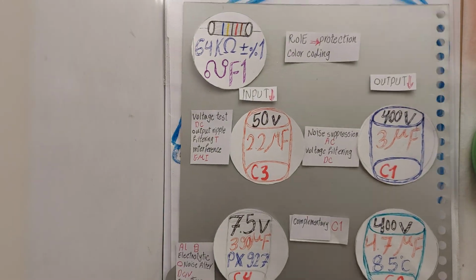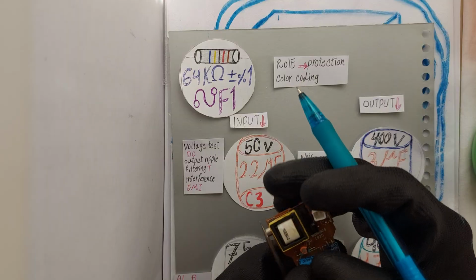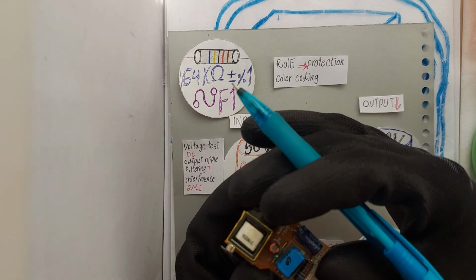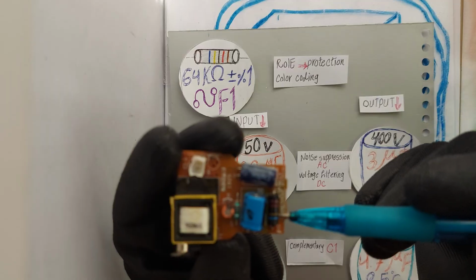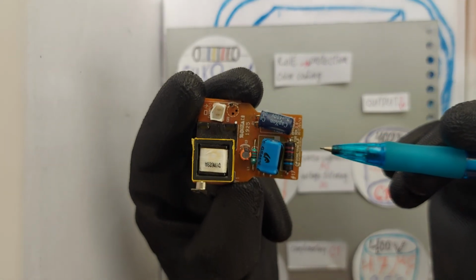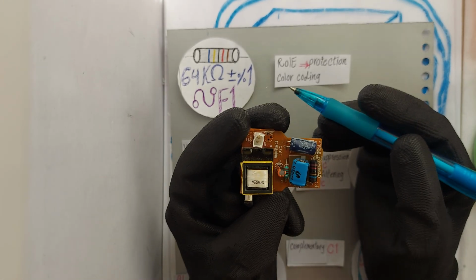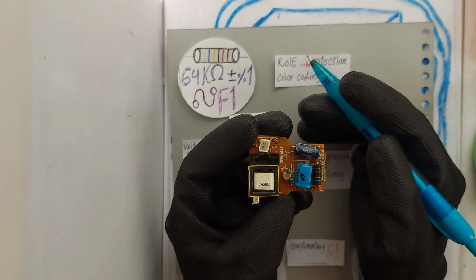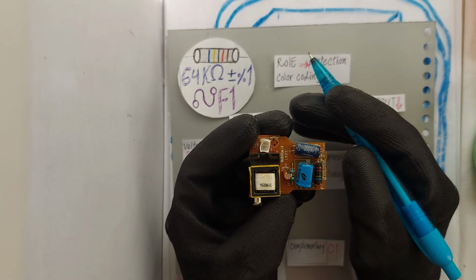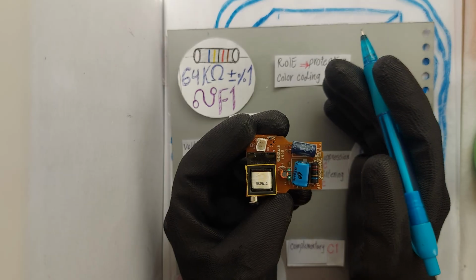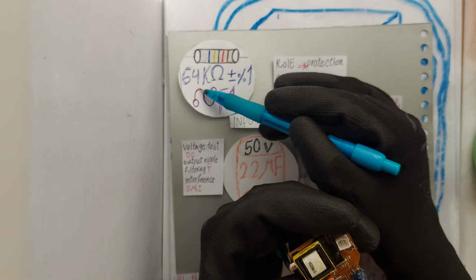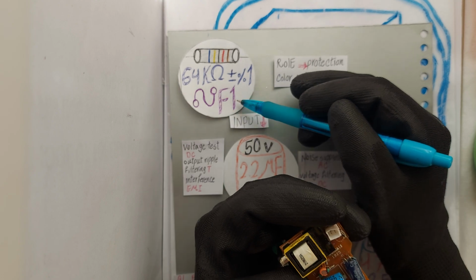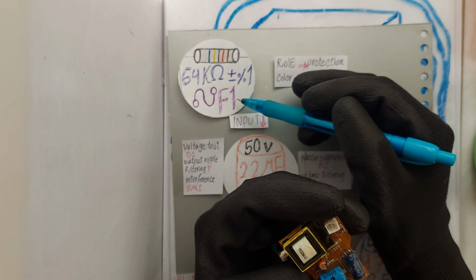So now let's examine the components on the circuit board. What is a fusible resistor? As you can see right here, this is a fusible resistor. This fusible resistor likely has a 64 kilo-ohm resistance with a 1% tolerance under normal conditions. Its symbol is that, shown right here, and it is marked as F1.